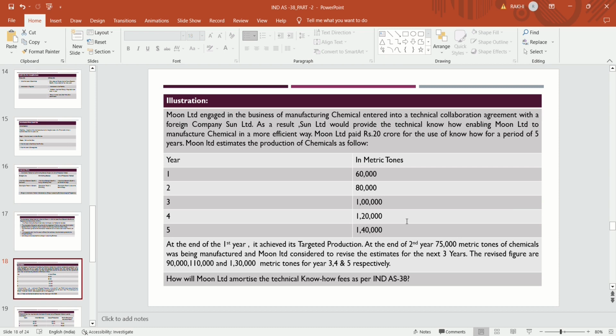And Moon Limited considered revising the estimates for the next 3 years, because they are required to revise the estimation for the next 3 years. The revised figures are 90,000 metric tons, 1,10,000 metric tons, and 1,30,000 metric tons for years 3, 4, and 5 respectively. How will Moon Limited amortize the technical know-how fees as per Ind AS 38?